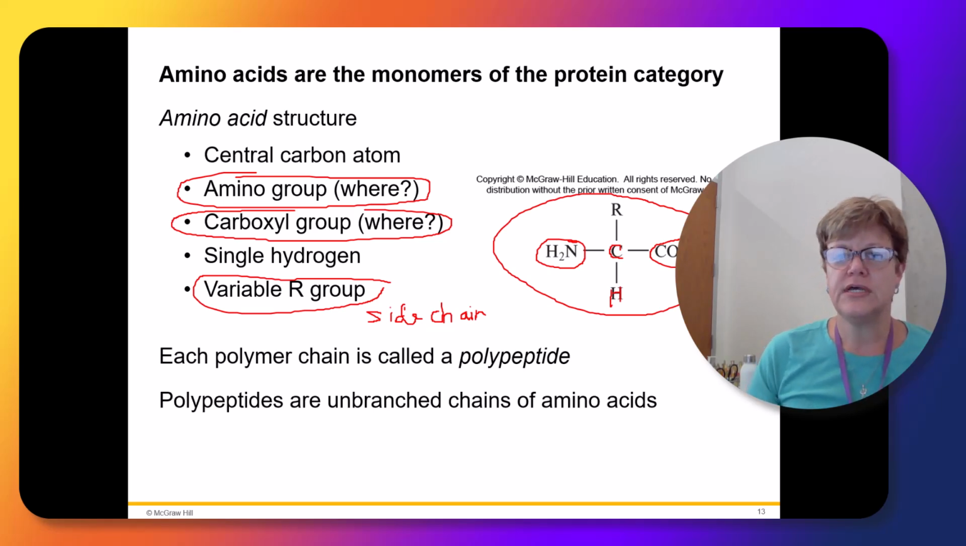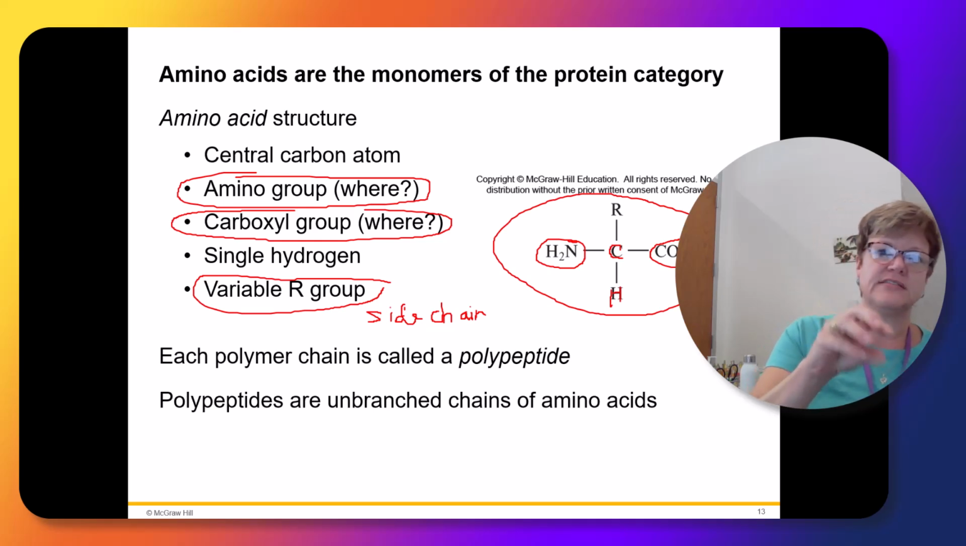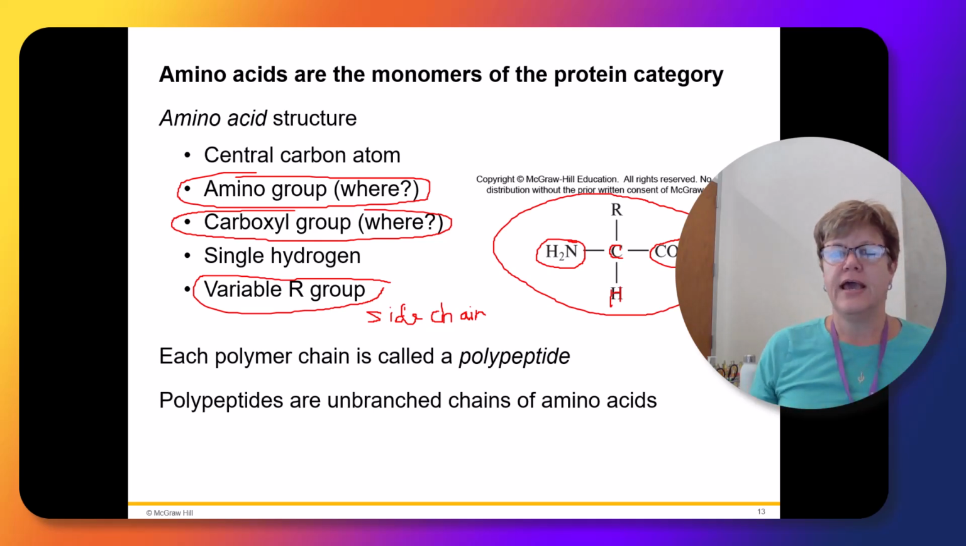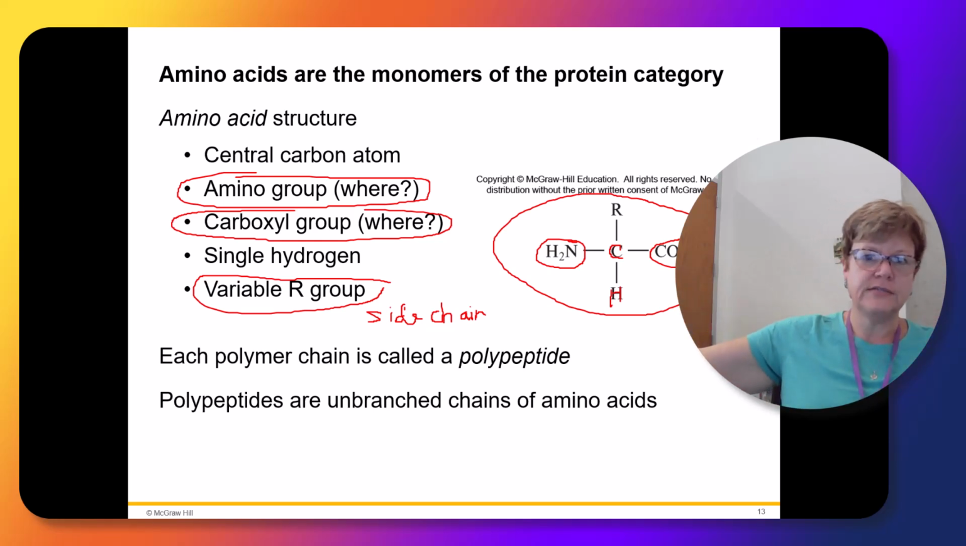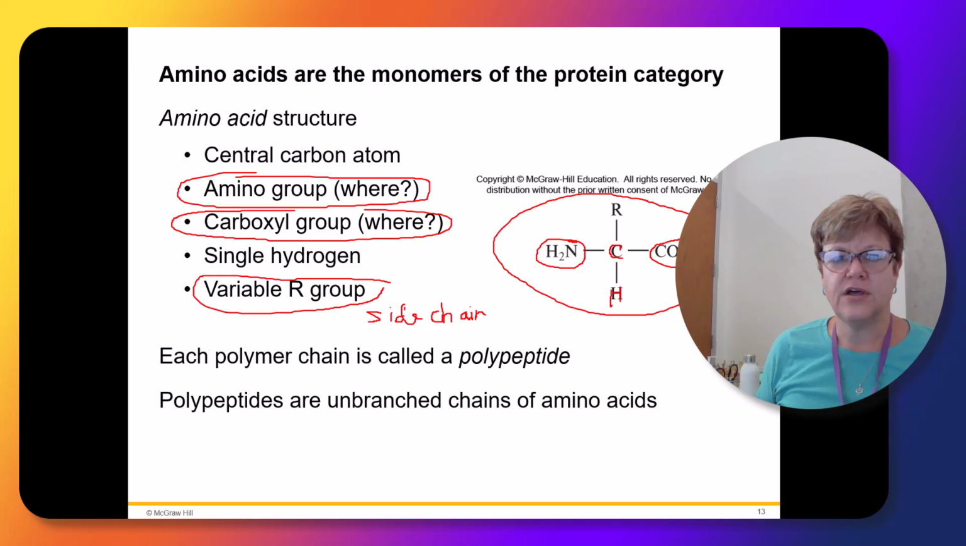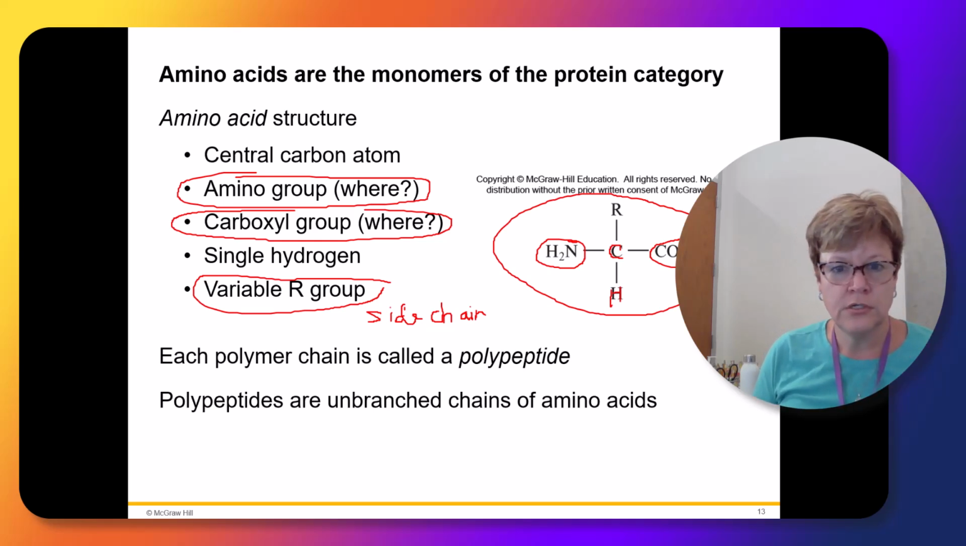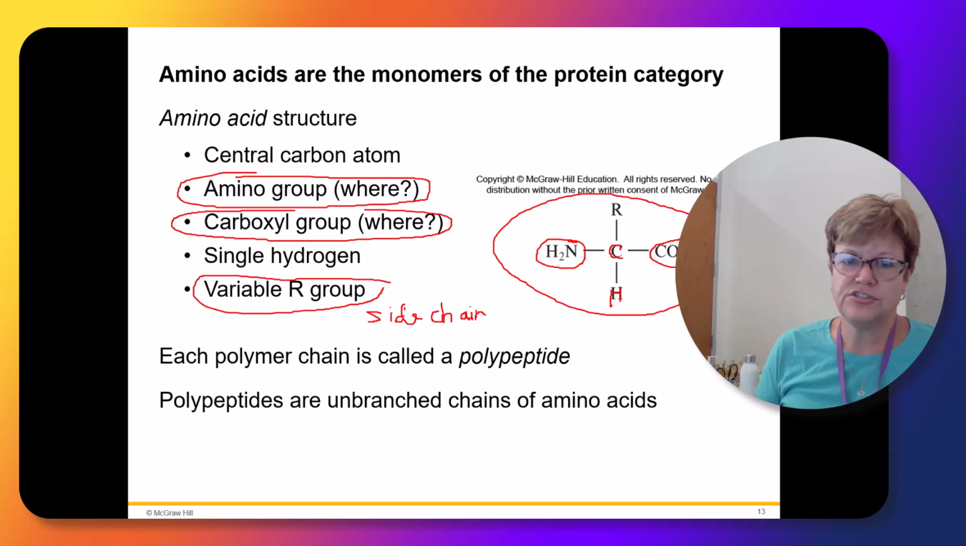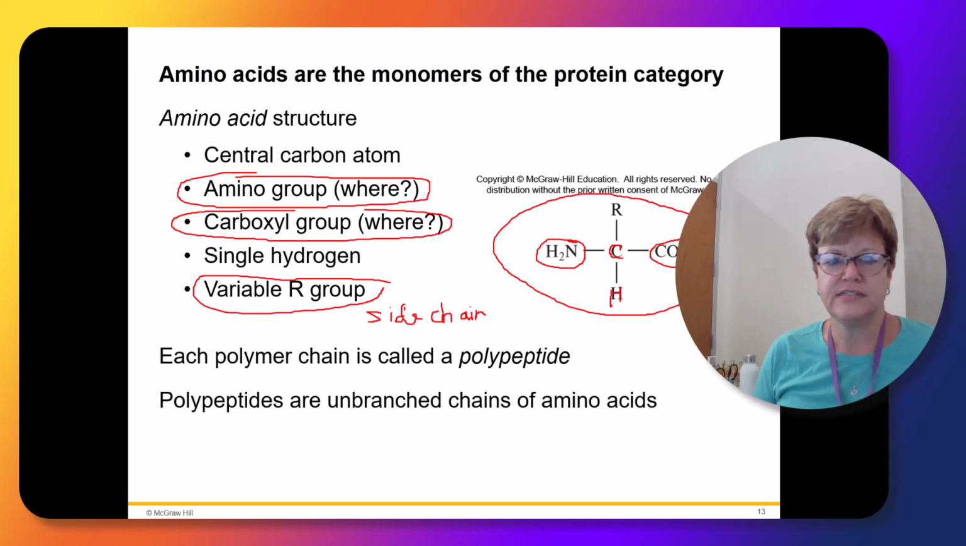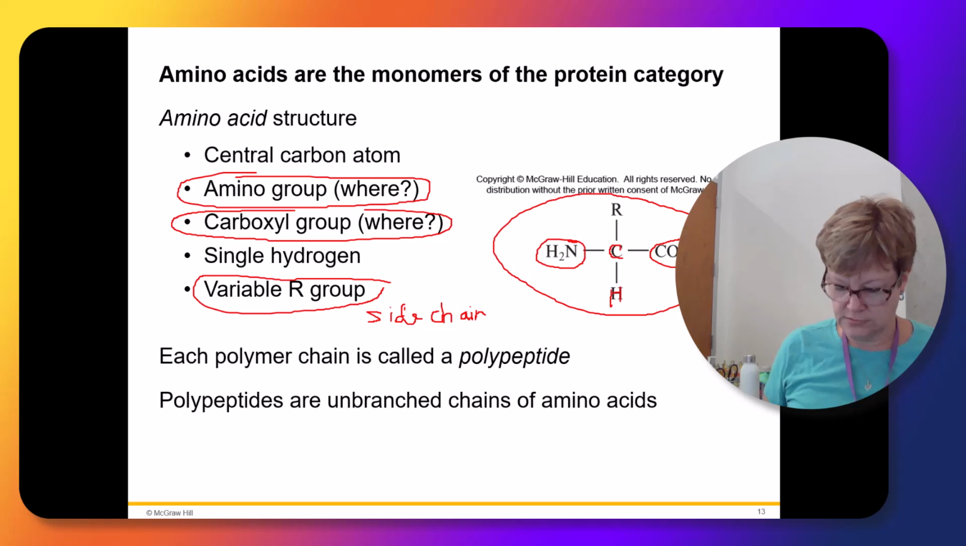So each amino acid is the monomer. That's the monomer of this category. And then what happens is when the amino acids are joined together in a long chain, that is called a polypeptide or protein. So a polypeptide is an unbranched chain of amino acids. There aren't any branched chains of amino acids. They're always these straight chains.